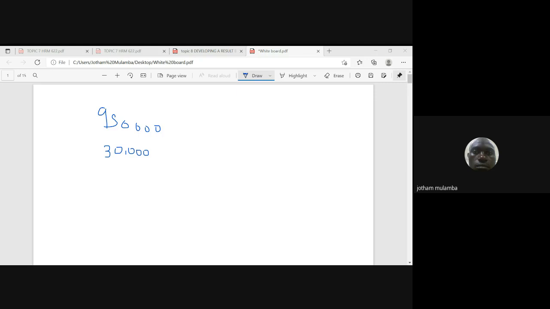So there are several types of budgets, and you can look at them from the notes, but there's a specific budget that I would like us to do practically together. Just a minute, I get one budget that I would like us to see its preparation.